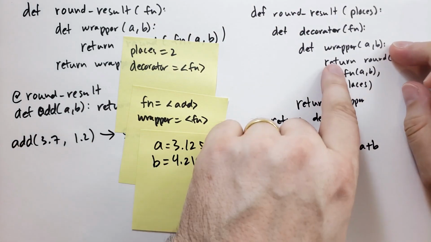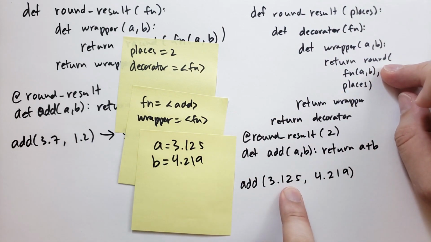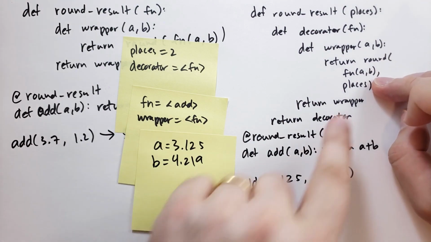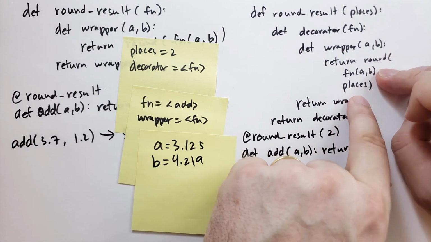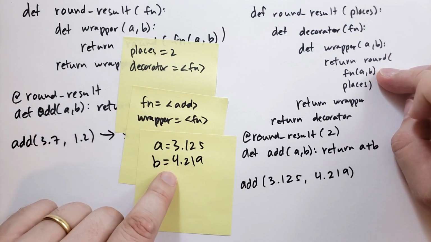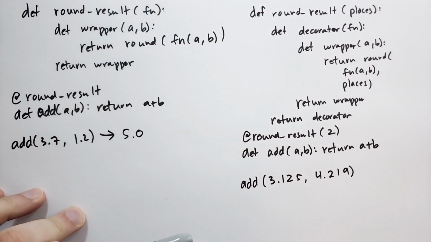Okay, let's look at what it does. Well, it says round the function. So 3.125 plus 4.219 is returned, and then it's going to call it with places. So round that number to that many places. The places is 2. We're calling the function here, and the parameters are passed in there, and that should work. All right, that is a brief overview of decorators.